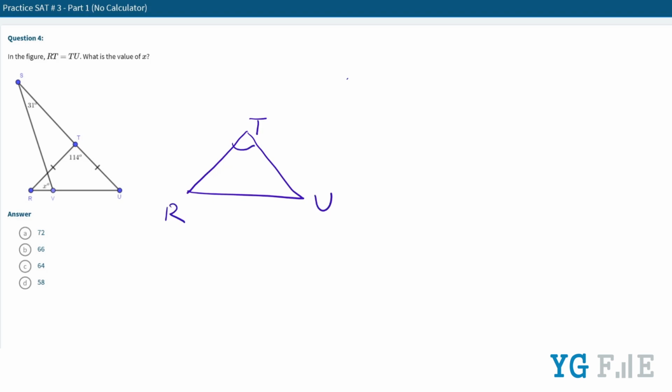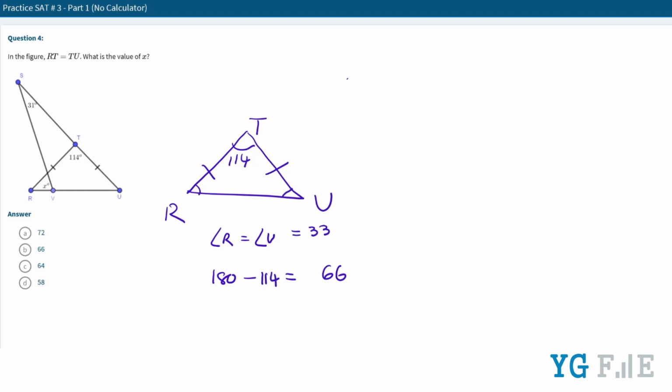We know that 114 is the angle for T, and since RT and TU are equal, this is an isosceles triangle and the corresponding angles R and U will be equal, because in an isosceles triangle the angles corresponding to the equal sides will be equal. So using the property that the sum of the angles of a triangle is 180, we get 180 minus 114 is 66. Therefore R and U are equal, so each will be equal to 33.